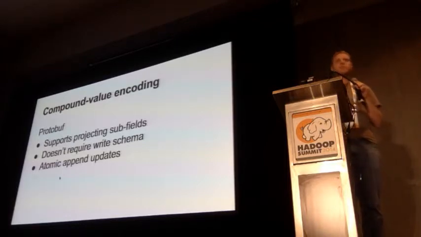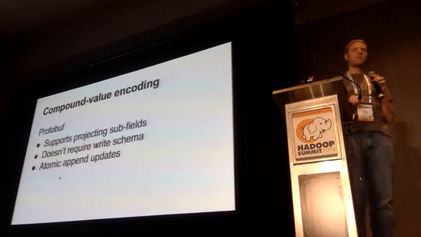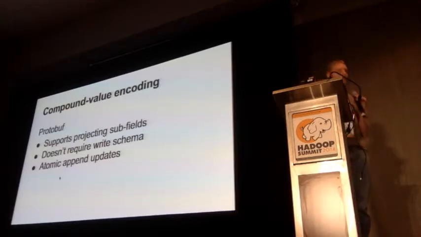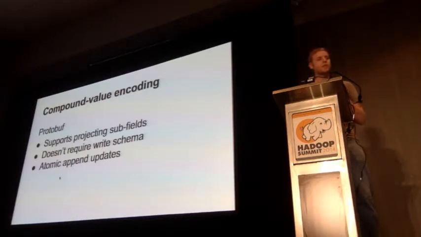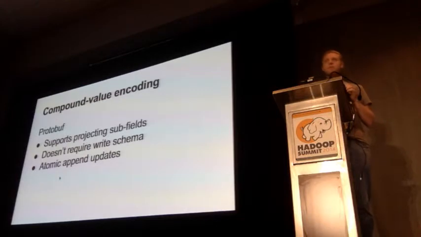all of the components in a compound value are labeled with the field number that was in the original schema. So if you only had 9 fields in the original schema and you see a 10, you can just ignore that extra column, right? Because everything is labeled, it supports this. It doesn't require the write schema. And it also supports nice things like atomic append to update your HBase values and certain things that could be used as optimizations later, although they're not strictly required.